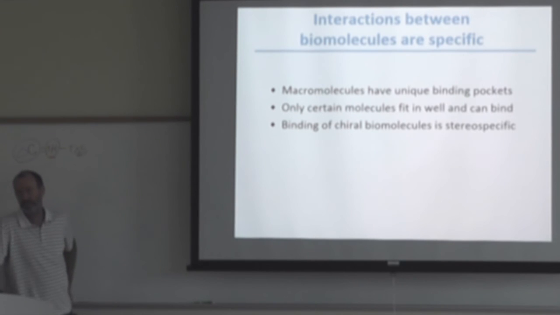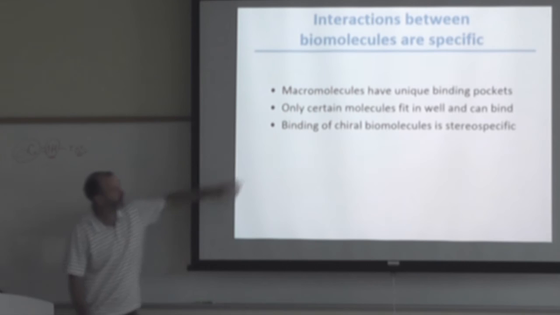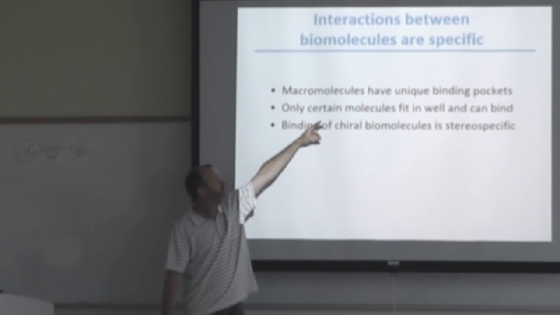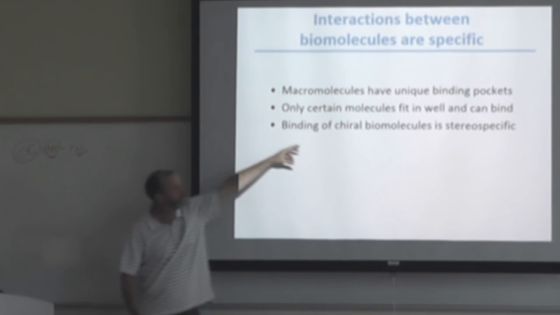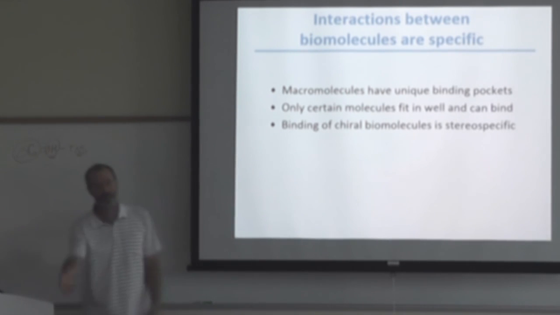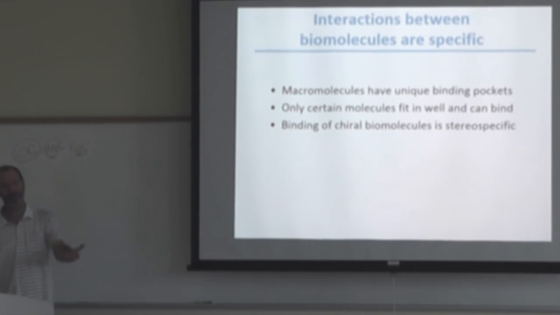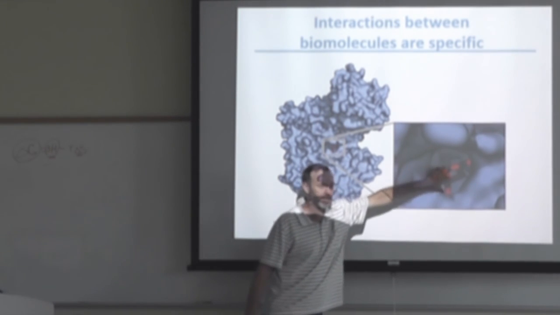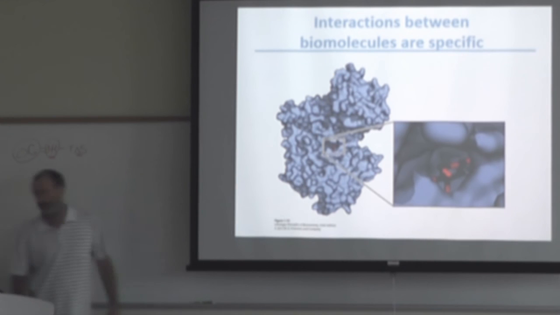So interactions between biomolecules are highly specific. Macromolecules have unique binding pockets that'll only allow certain molecules to fit in well and bind, and binding of chiral biomolecules is stereospecific, like I was talking about. And this is an example showing a specific binding pocket on a particular protein.